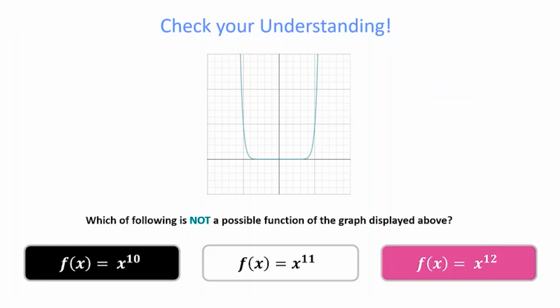As we have a U-shaped graph, known as a parabola, we know that we have a monomial function of x to an even degree, or an even indice. So x to the power 10 is possible, and x to the power 12 is possible. x to the power 11 is an odd degree, and so we know this will be a cubic shaped graph.